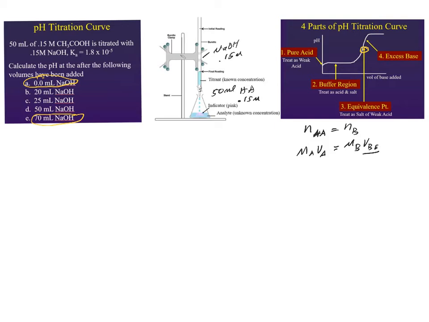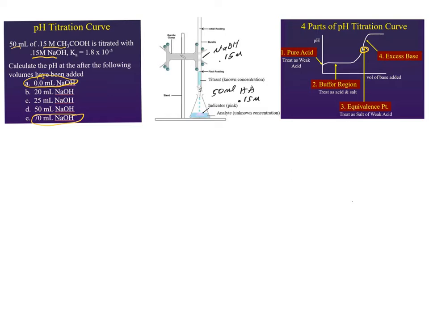So we can now say that the volume of the base at the equivalence point is equal to the volume of the acid times the molarity of the acid over the molarity of the base. And that's equal to, we started with 50 mL of acid, and our molarity of the acid is 0.15 moles per liter, and the molarity of the base is 0.15 moles per liter, and so that is 50 mL. This makes sense: we've started with equal concentrations, so the equivalence point will come at equal volume.